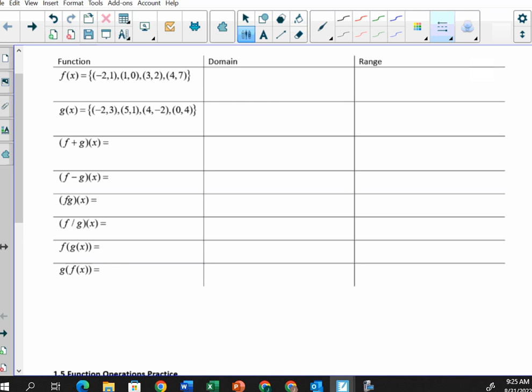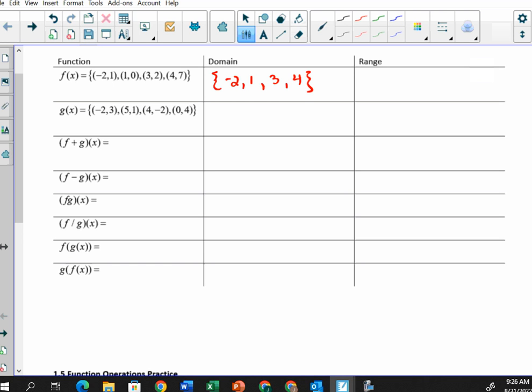So what is the domain? Is it everything from -2 to 4? No, it is just these individual values, because they're points. This is not a line of any sort. It's literally dots on a graph. Because they're listed as individual ordered pairs, that's the point -2, 1. It's not like an interval from -2 to 1, or from 1 to 0, nothing like that.